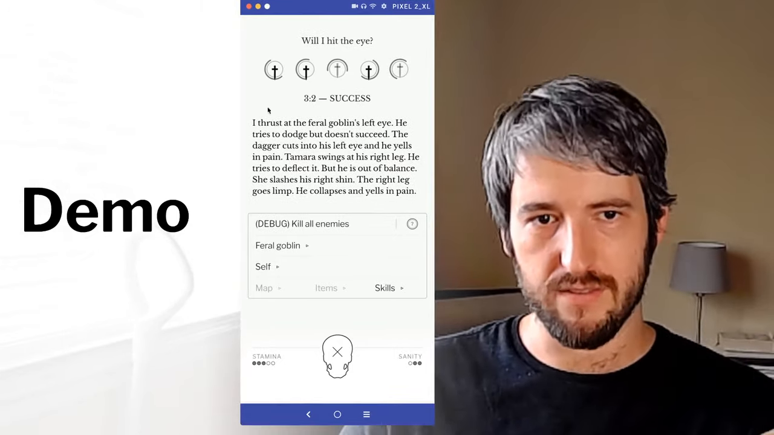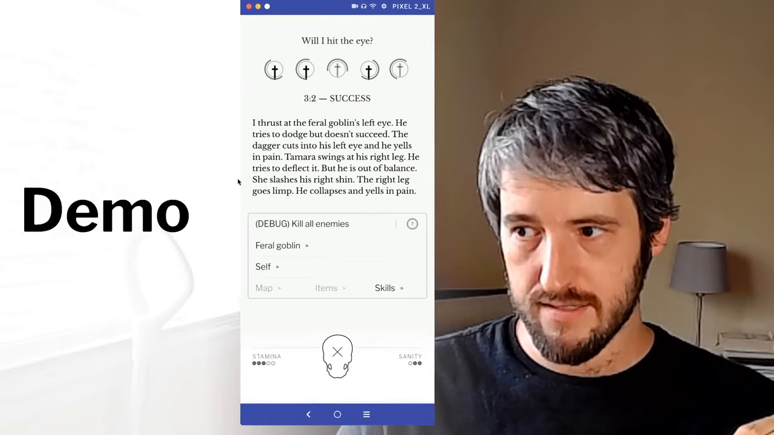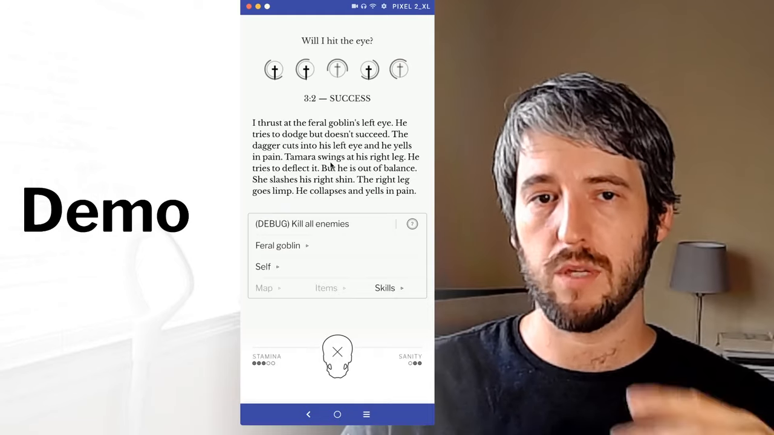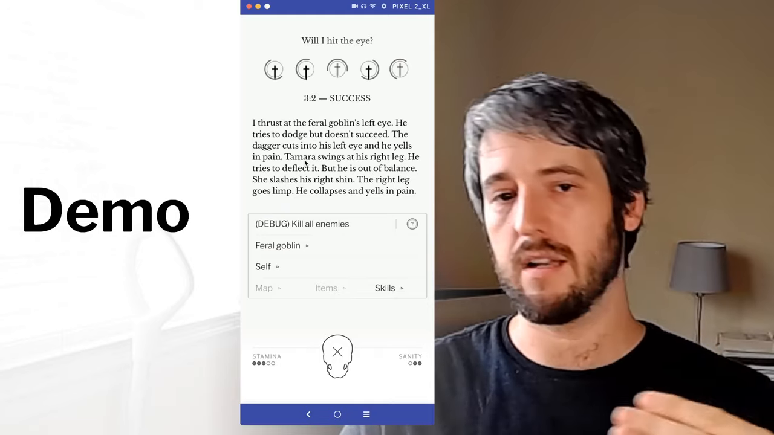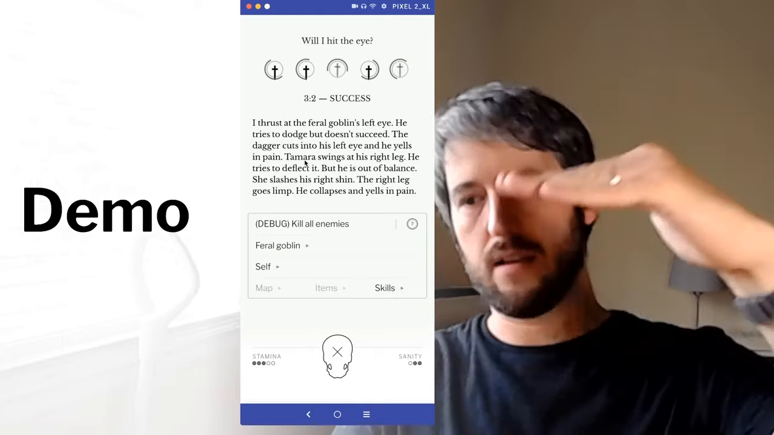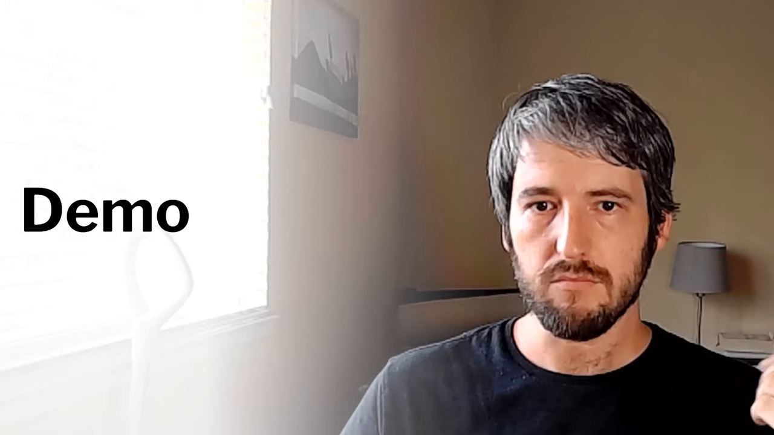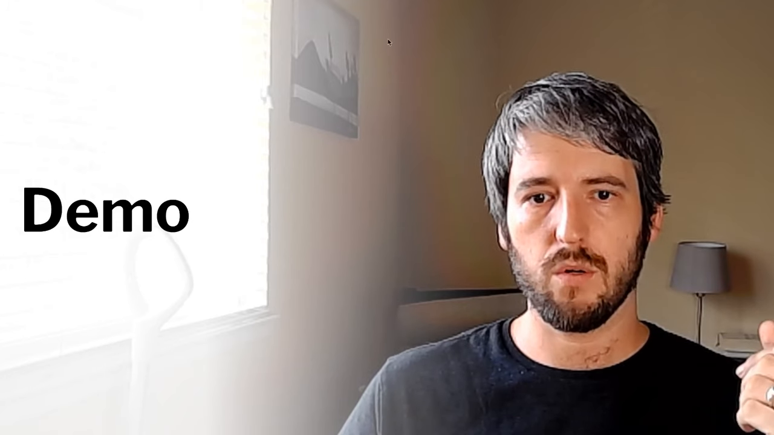But hopefully, this is all generated. This is something that happened in the game world, and we were able to read about it not as bullet points, but as something hopefully more readable. All right, so that's the demo.